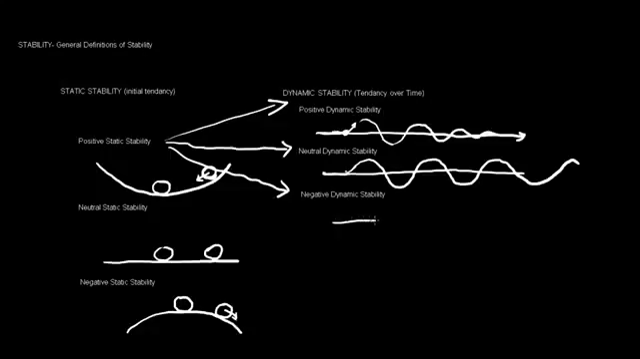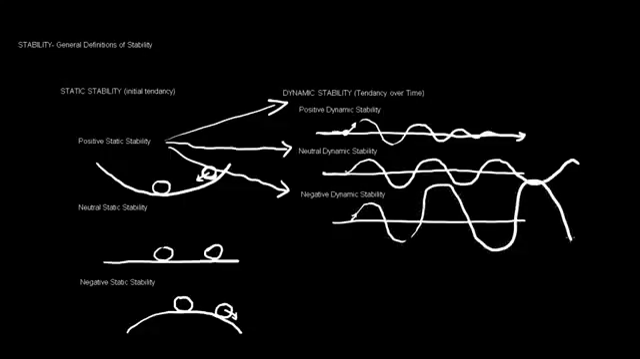Negative dynamic stability, and you're probably catching on here, will deflect the aircraft, and these oscillations will get worse and worse. Most all of the trainer airplanes that we'll be flying to get our private pilot certificate display positive dynamic stability.